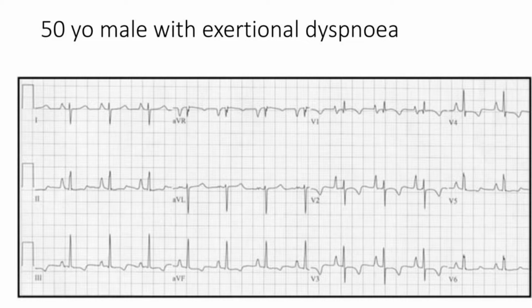So we put this slide in there just to demonstrate. I think we had another slide with very impressive tall, pointed P waves, just to illustrate how right atrial enlargement looks. Notice how narrow they are, and they are tall. So these are tall pointed P waves of right atrial enlargement, and then there's probably right ventricular enlargement as well.